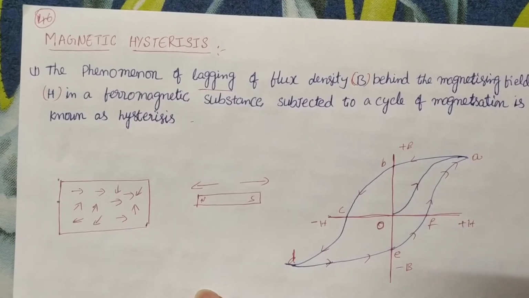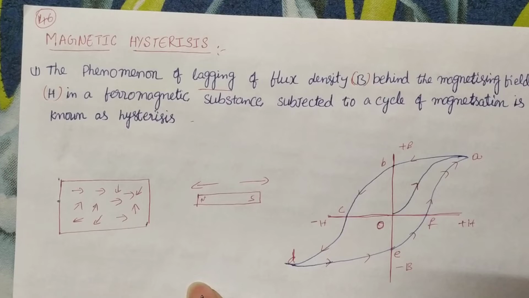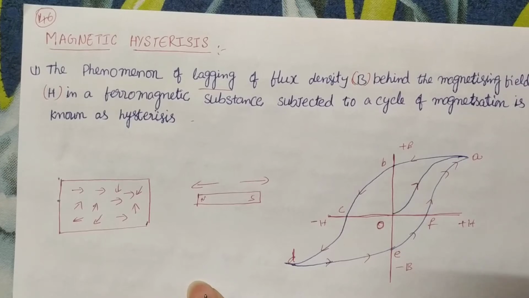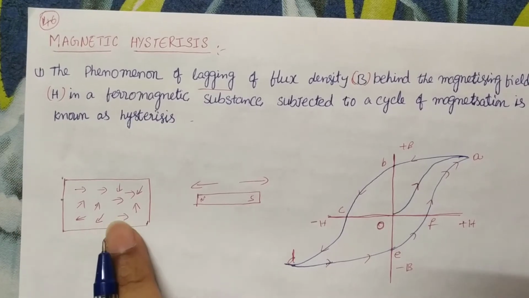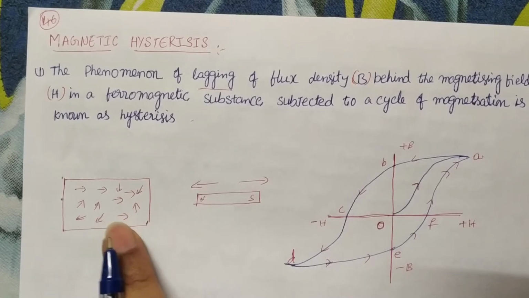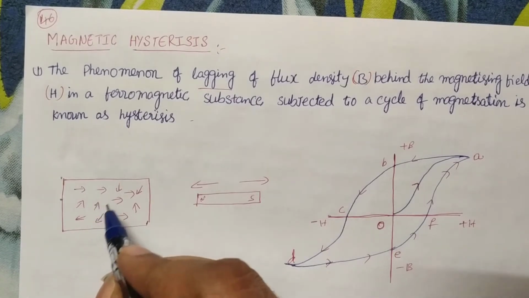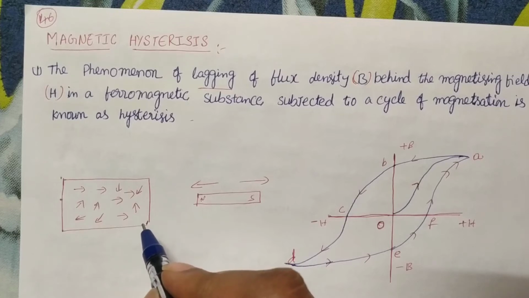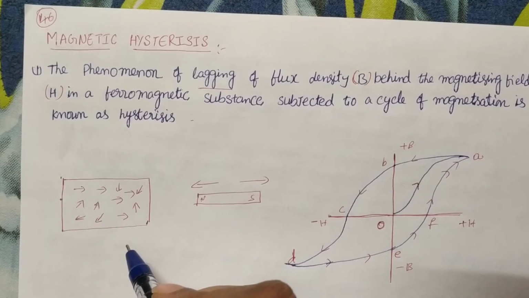And in this video we'll see about magnetic hysteresis. What does magnetic hysteresis mean? Suppose you are increasing the H value in a ferromagnetic substance. In a ferromagnetic substance, you can assume the atomic magnets, or domains, are in random order.